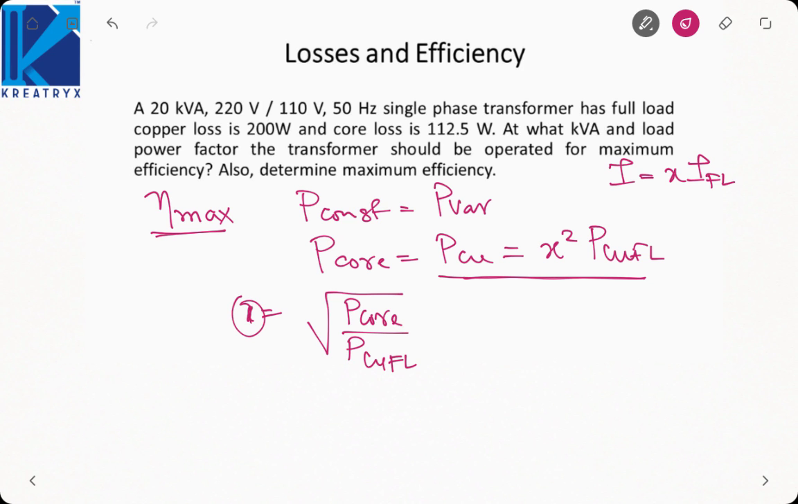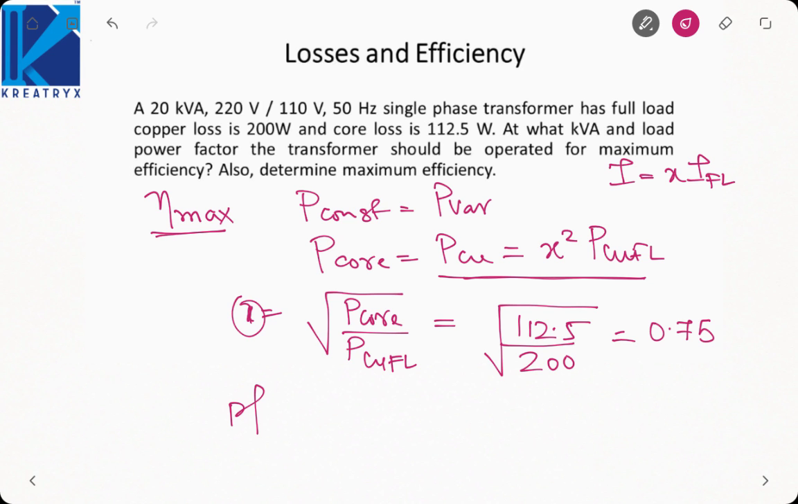What is the x here? X is the fraction of full load. If I am operating at half load, x will be half. If I am operating at quarter load, it will be 1 by 4, and at 1/3 load, it will be 1 by 3. So it represents the load at which you are operating as a fraction of full load. So for maximum efficiency, x must be this. In our case, it will be 112.5 by 200, which is 0.75. That is, you have to operate at 75% of the full load in order to obtain maximum efficiency.